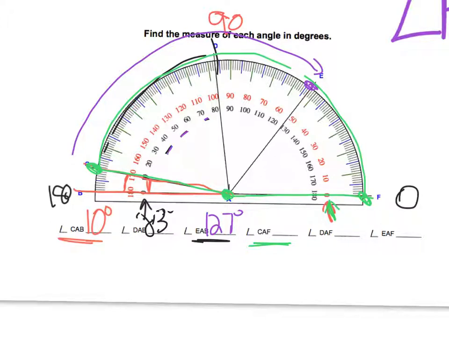So it's not going to be a full 180. It's going to be 10 degrees short. So that's going to be 170 degrees. And the way I did that, I started from the red and I kept counting by tens all the way around until I got here.